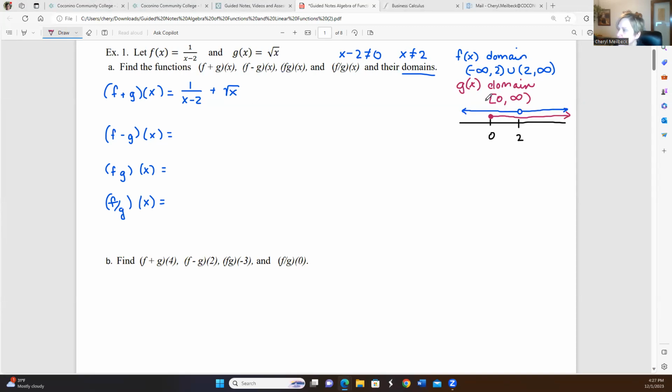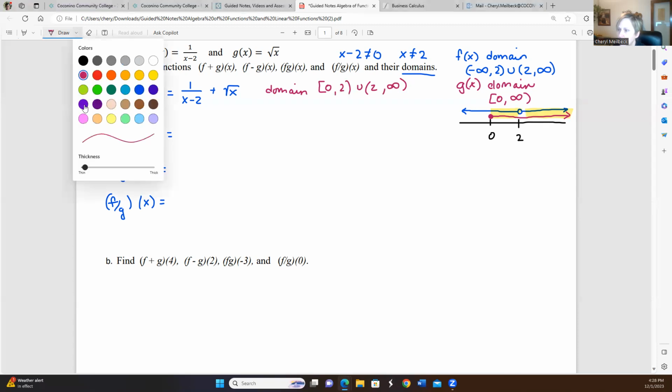Drawing a picture of these domains, my f of x function has a hole at 2, and my g of x function starts at 0 and goes on to infinity. So the only places where they overlap are from 0 inclusive to 2, and then it hops over 2 and continues in that direction. So my domain here, we'd write, is from 0 to 2, not including 2, and then from 2 to infinity.